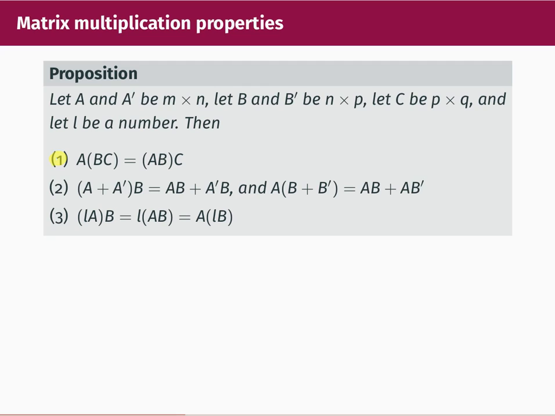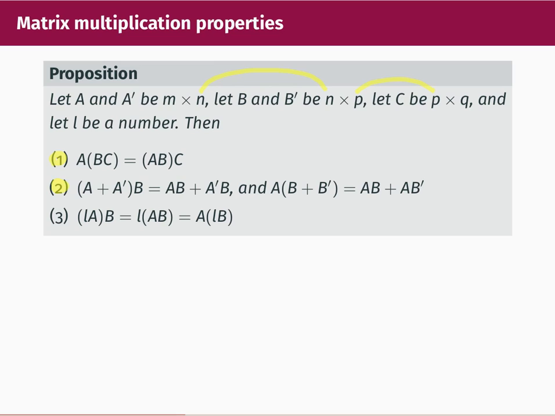Then statement 1 is the associativity property for matrix multiplication. It says that A times, in brackets, B times C is equal to, in brackets, A times B times C. And here you can see why I needed these matrices to have those particular sizes. In order for those products to be defined, I need that this n really is the same as this n, and this p really is the same as this p. So that restriction is just so that part 1 makes sense.